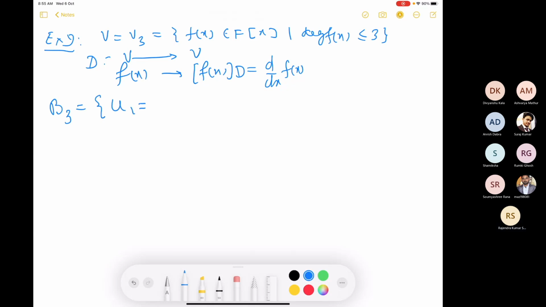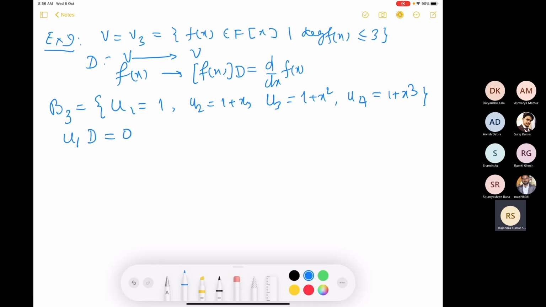U1 is 1, U2 is 1 plus x, U3 is say 1 plus x square, and U4 is say 1 plus x cubed. And you want to write the matrix of D with respect to the basis B3. So once again, U1D is 0, and therefore this is 0U1, 0U2, 0U3 plus 0U4.